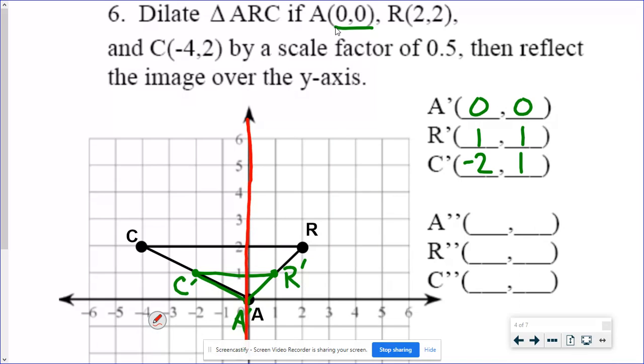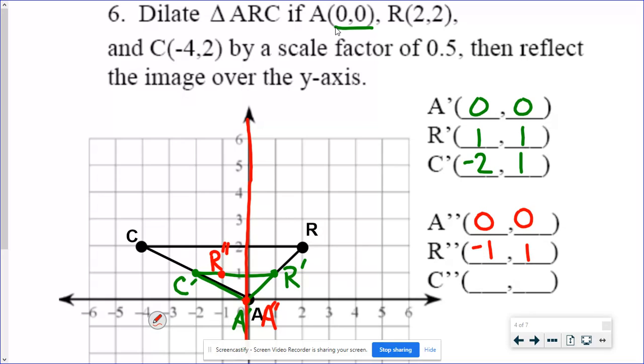All right, when I reflect the A, it's on the axis. It's not moving. That's staying at 0, 0. So my A prime and my A double prime are all in the same place. R double prime, right now R prime is 1 unit to the right, so I'm going to go 1 unit to the left. Here's R double prime. This one's getting kind of messy because there's so much overlapping. So that's going to be at negative 1, 1.